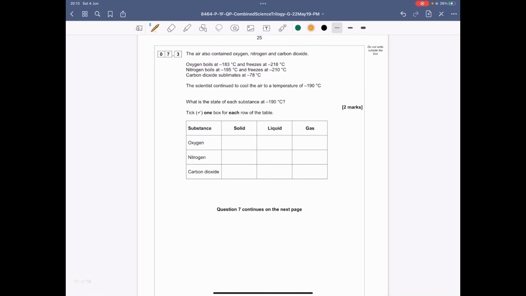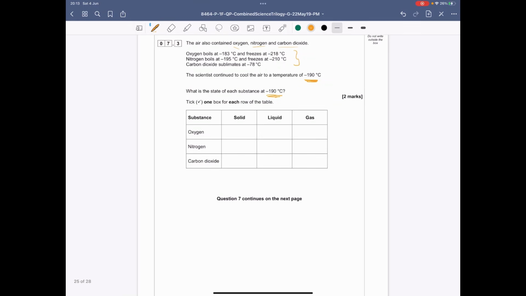Question 7.3 then. The air also contained oxygen, nitrogen, and carbon dioxide. It tells you the different melting points and boiling points of these different gases. It said the scientists continued to cool the air to a temperature of minus 190. What is the state of each substance at minus 190? So therefore, you've got to look at the melting and the boiling points and then figure out what state it's in.